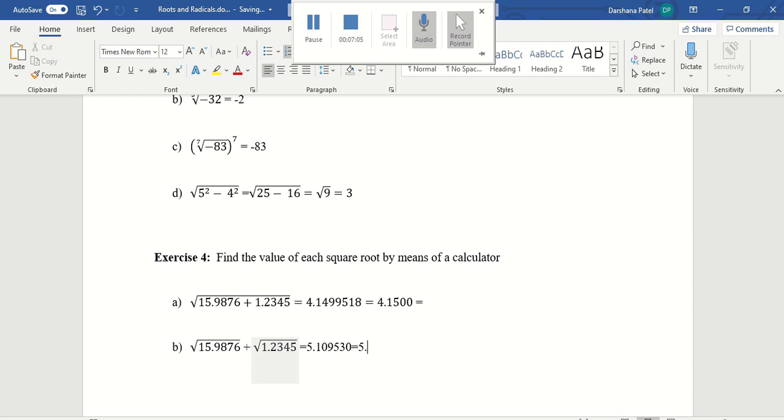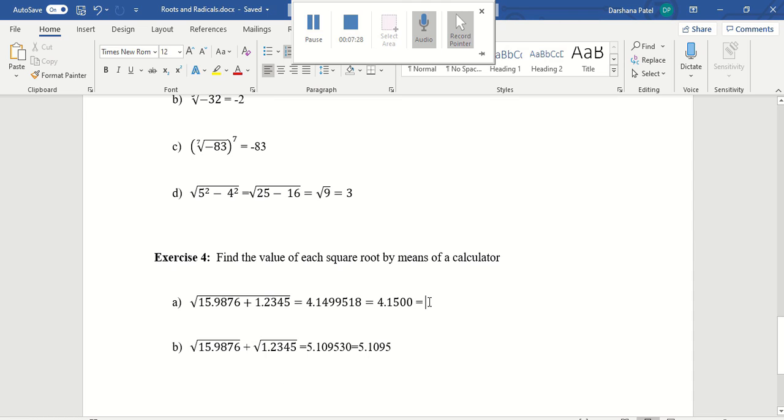So 5.1095, because the next digit is 3, the 5 is not going to change. If you were to round this according to significant digits, the answer would have been the same, but for the wrong reasons. Actually, because we are adding at the end, we should look at the number of decimal places, lowest in the question. But both have 4, so it will be 4.